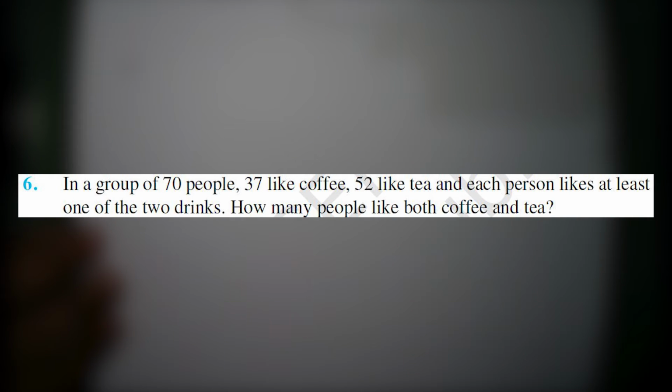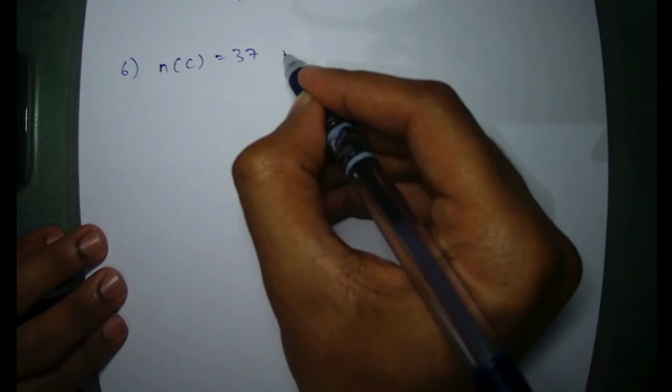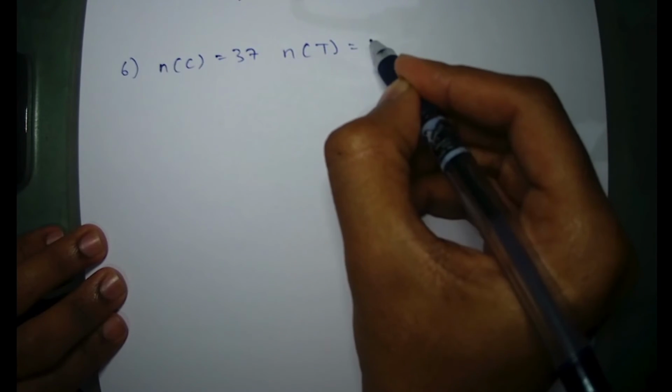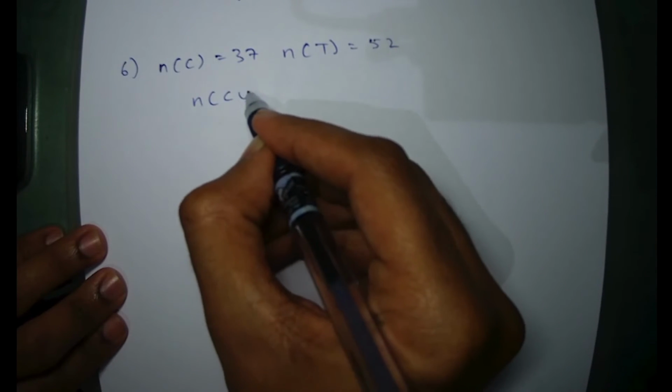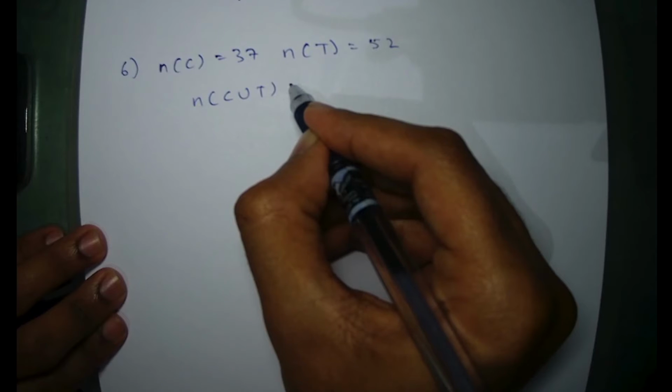In a group of 70 people, 37 like coffee, 52 like tea. Each person likes at least one of the two drinks. How many people like both coffee and tea? So this is similar to the third question. Number of people who like coffee is equal to 37. Number of people who like tea is equal to 52. Total number of people, that is coffee union tea, is equal to 70 people.